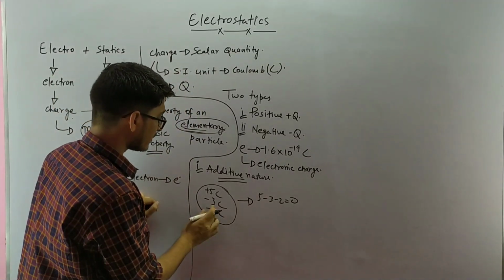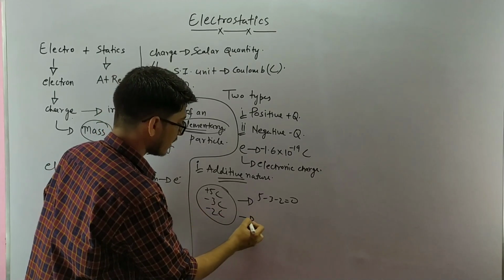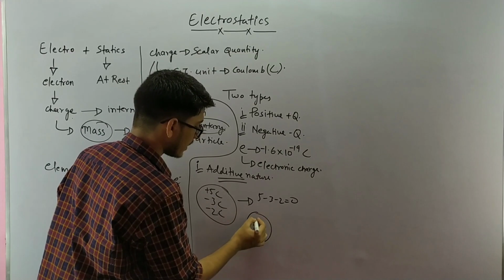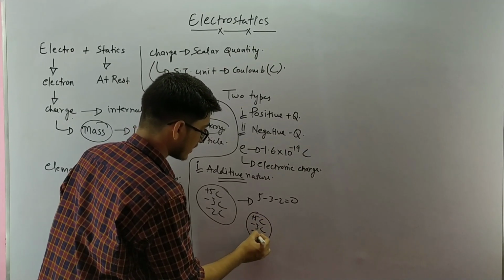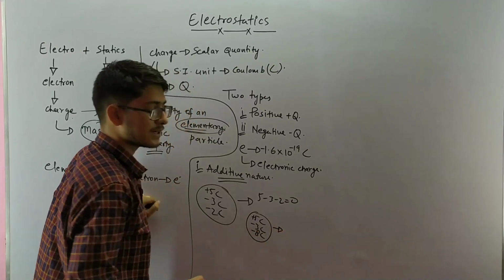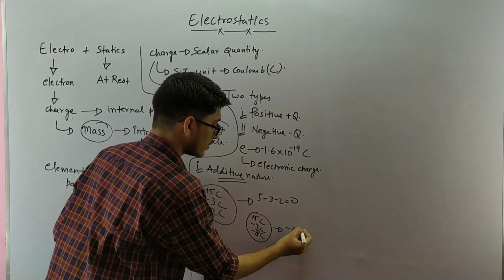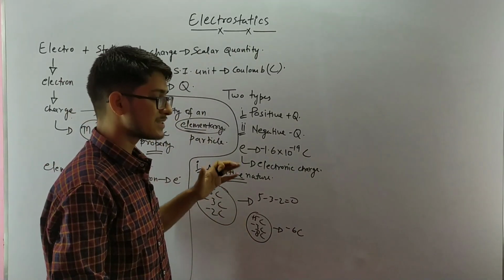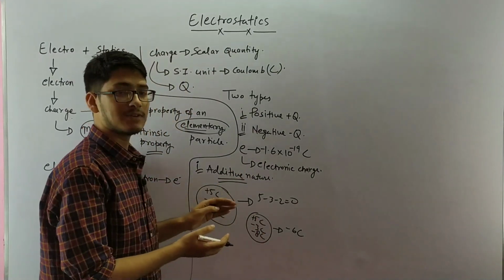Let us take another example. Here we have a body with +5 coulomb, -3 coulomb and -8 coulomb. We have to find the net charge content of this body. The net charge content would be -6 coulomb. We have added all the charges, or we can say that we have added all the numbers. So this is the additive nature of charge.